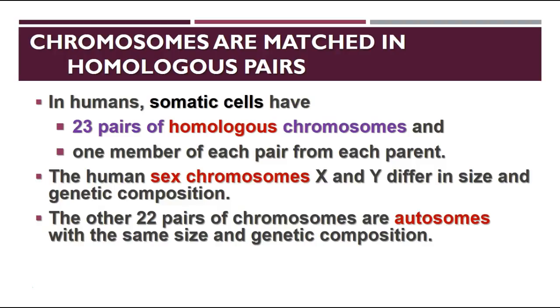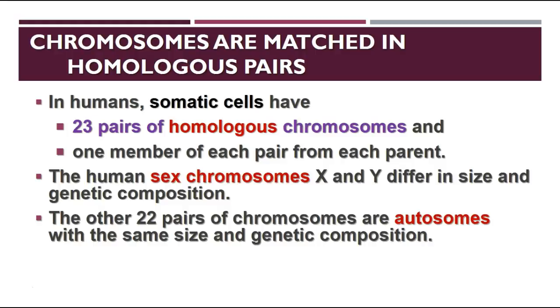So remember that in humans, our body cells have 23 pairs of chromosomes. Those chromosomes are called homologous because they have the same genes for the same traits in the same order on the chromosomes. One member of each pair of your chromosomes came from each parent. One came from mom, one came from dad.